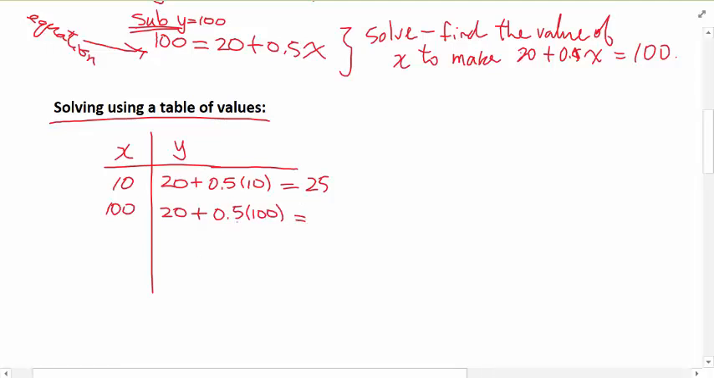So 100 times 0.5, you have to move the decimal point twice. So you get what? 50. 50 plus 20 is 70. But did we reach what we wanted? No. So we still have to keep going.